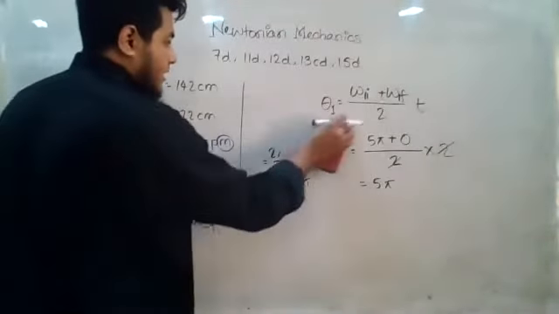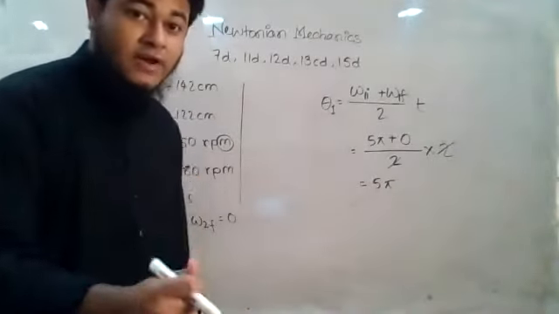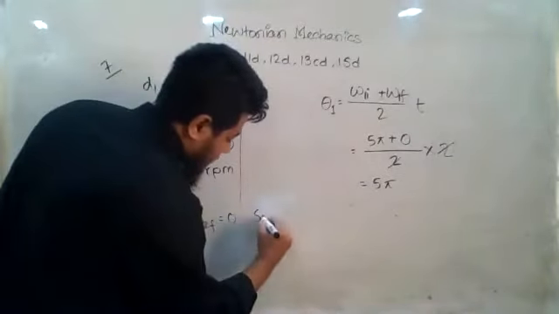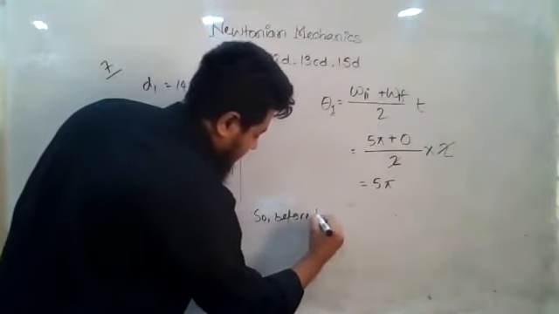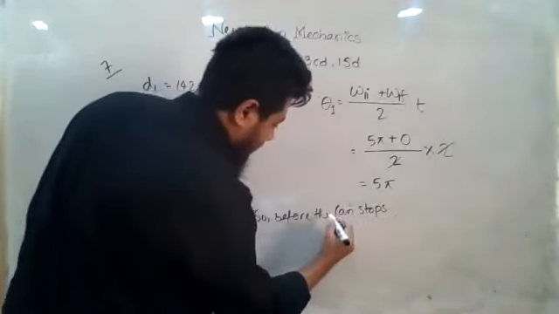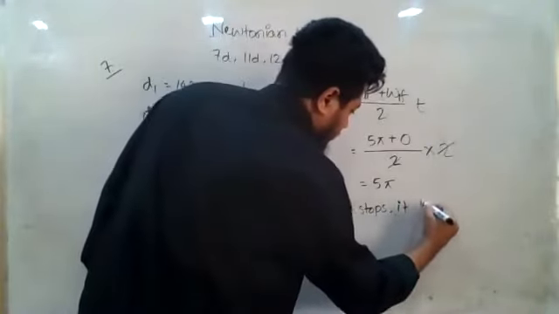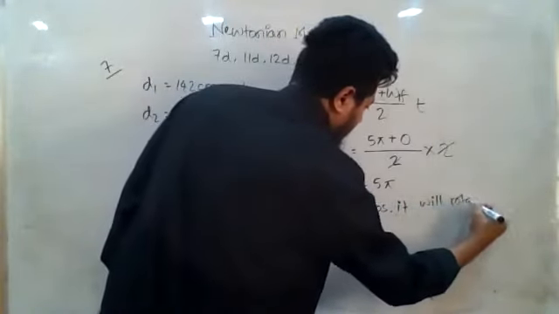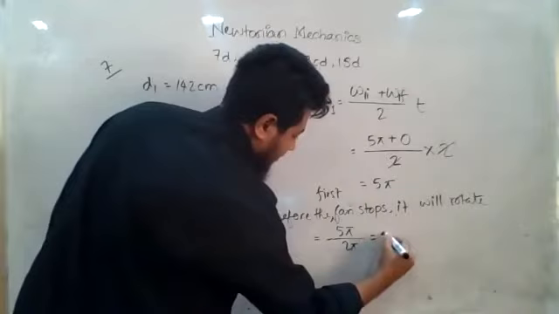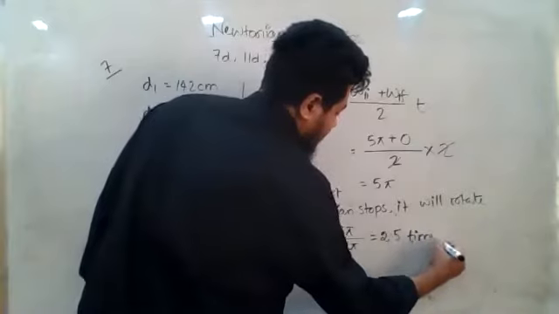So theta 1 I have calculated 5 pi. Now we know that whatever the value of theta comes, I will divide it by 2 pi to get the number of rotations before it stops. So before the first fan stops, it will rotate 5 pi divided by 2 pi. That will give us 2.5 actually. So it will rotate 2.5 times.